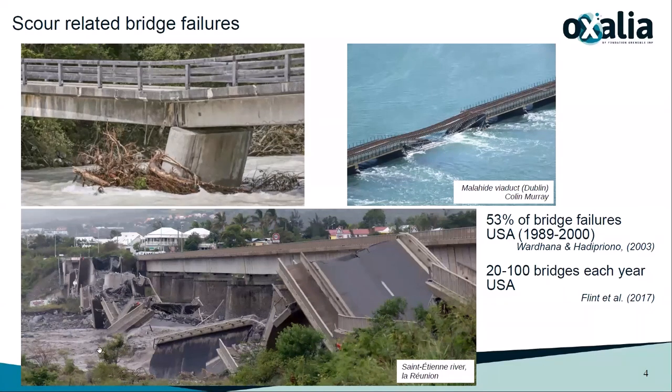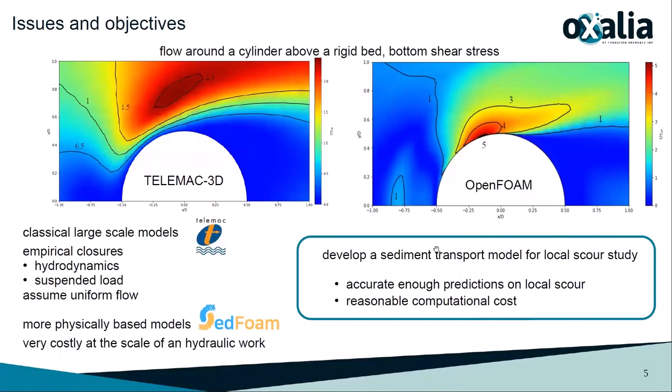And it's actually a bit specific because here the river is a torrential river. And for those of you who know it, it's the river which comes directly from the Piton des Neiges mountains. And it has been identified by different studies conducted in the US that scour is responsible for a lot of bridge failure actually. So that's why this topic is important for us and for Artelia.